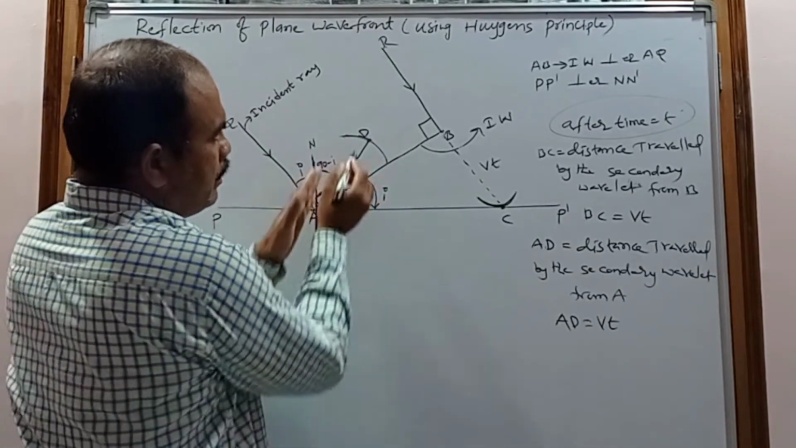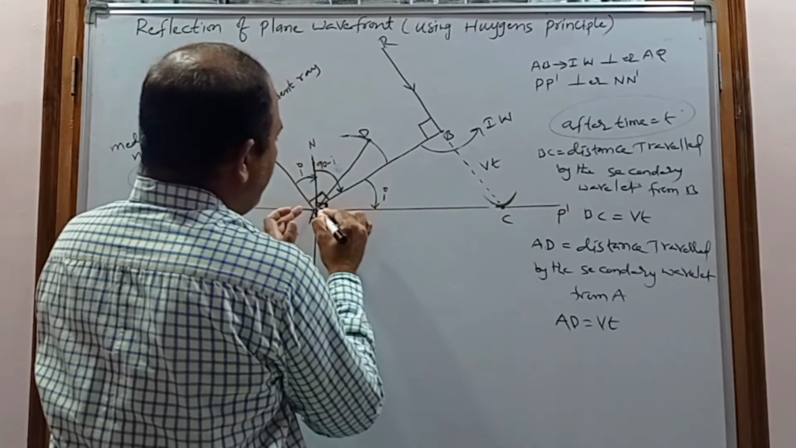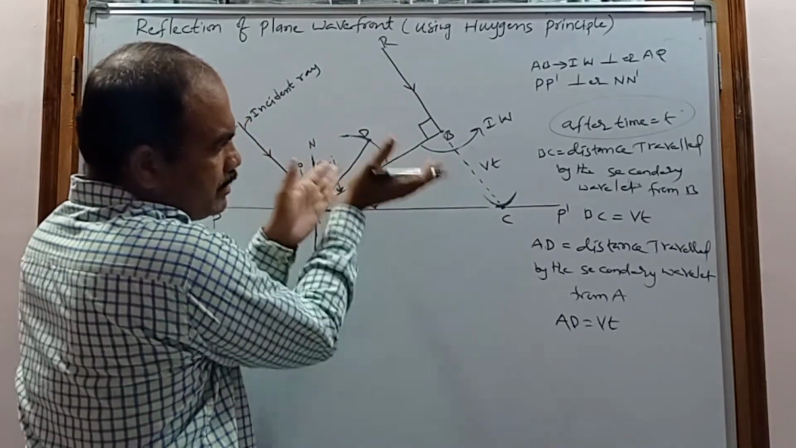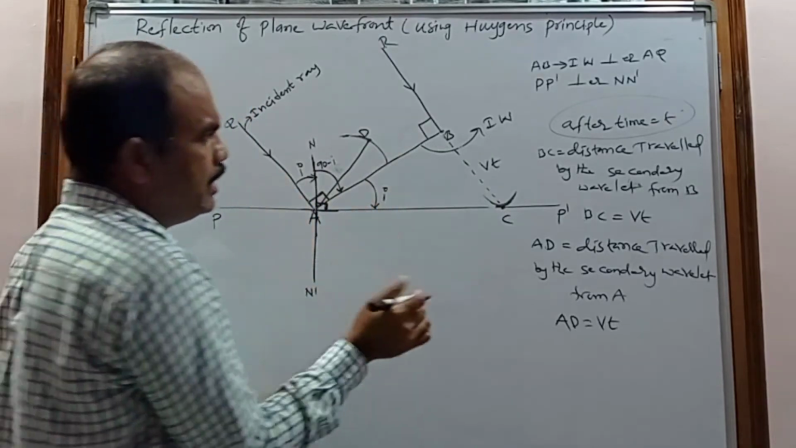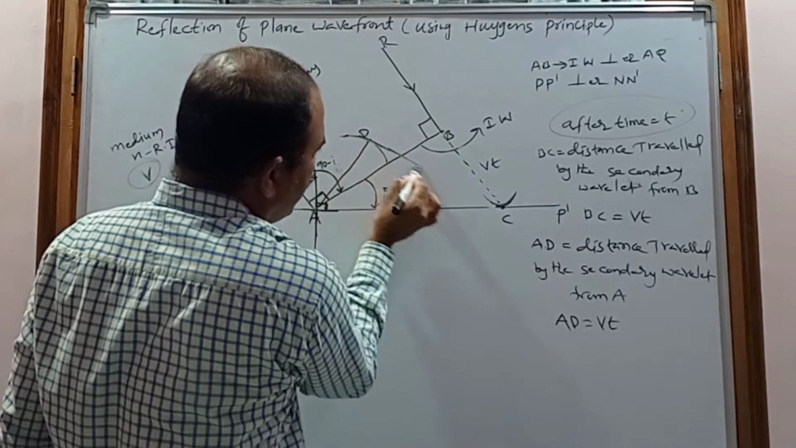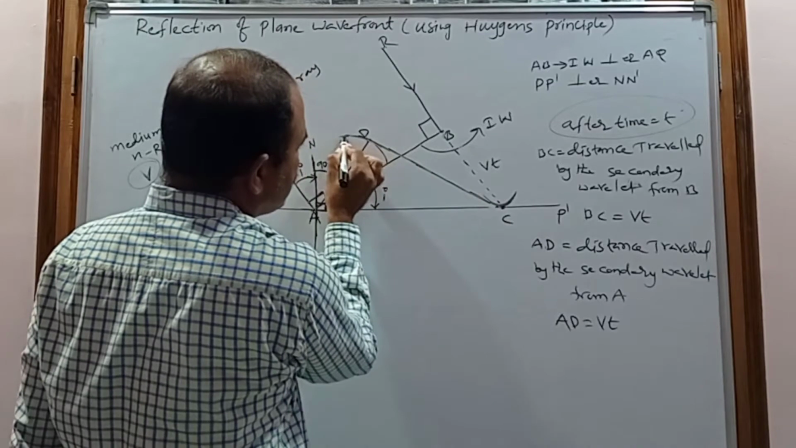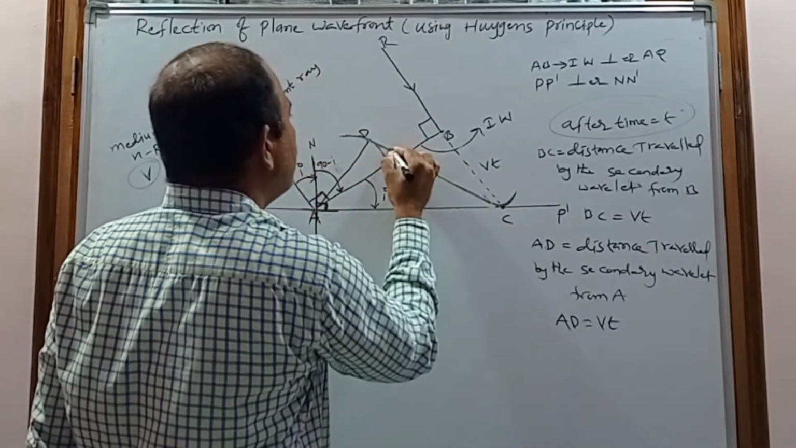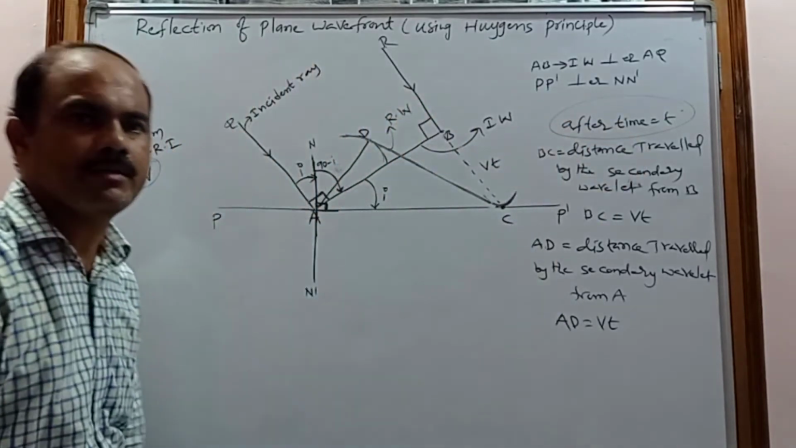Now these are the secondary wavelets. In the same way, the points between A and B also produce secondary wavelets. They can also reach the same place here. That's why I am taking only two secondary wavelets. Now I am drawing the common tangent for the secondary wavelets. This common tangent gives our reflected wavefront after time t.